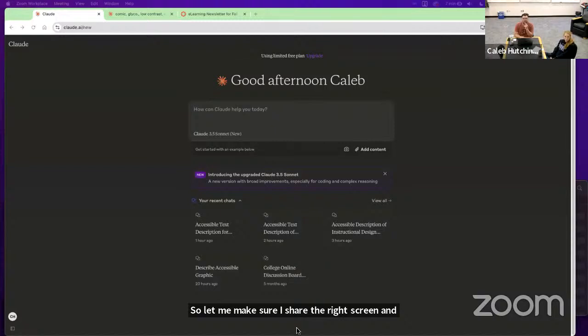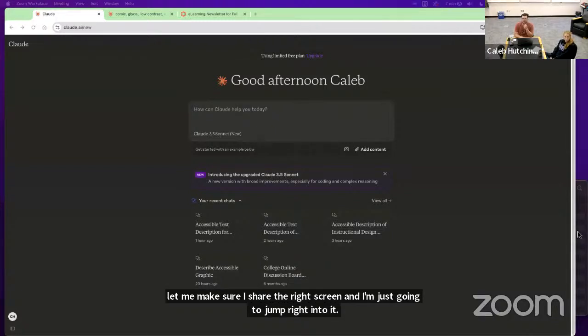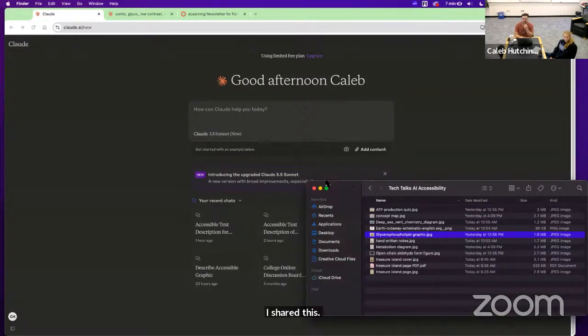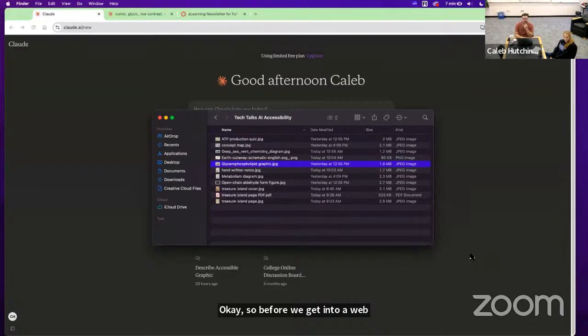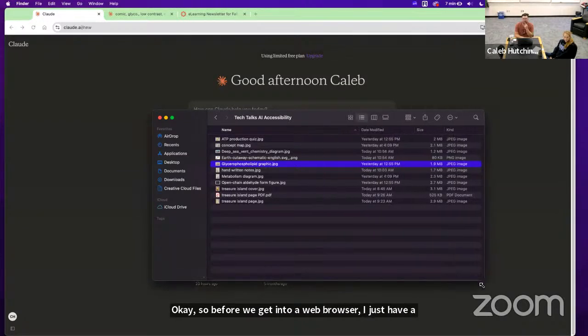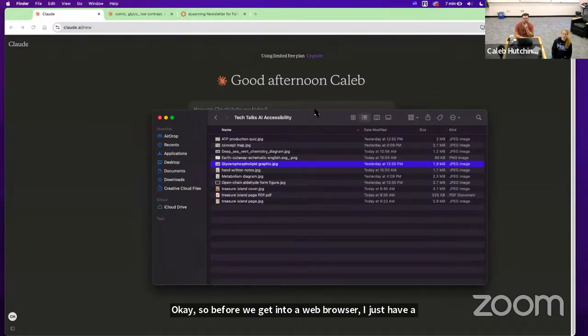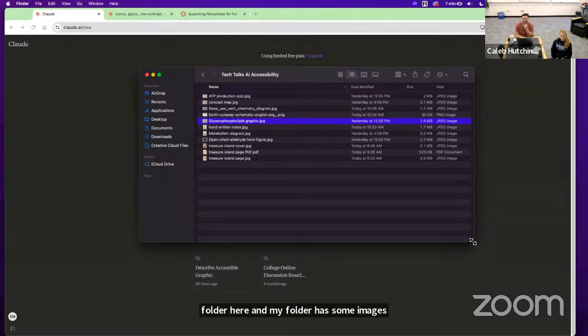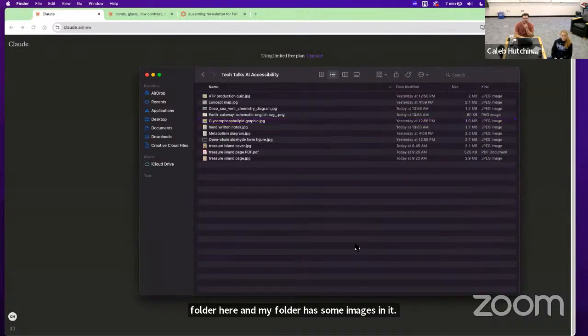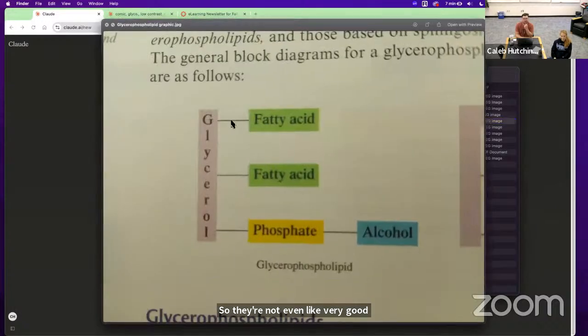Share this. Okay. So before we get into a web browser, I just have a folder here, and my folder has some images in it. Rearrange that so it's not so distracting. I've got some images. Most of these are just ones that I took with my not very good Android cell phone camera. So they're not even very good images. But I wanted to start with this one right here.